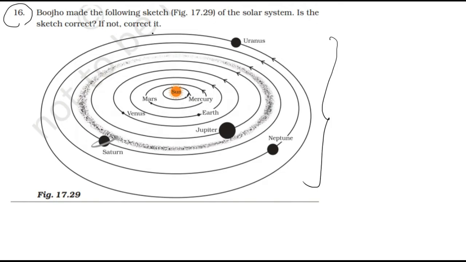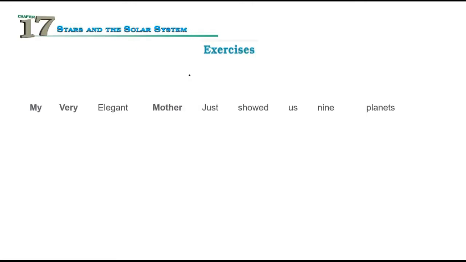If not, correct it. So there is a solar system diagram in front of you now, and you have to check whether all the planets shown here are arranged properly or not. As I have already told you, we can make use of a mnemonic, a sentence like, "My very elegant mother just showed us 9 planets."